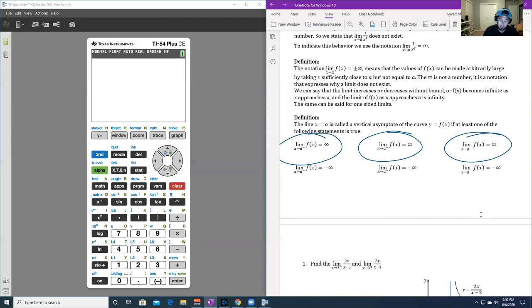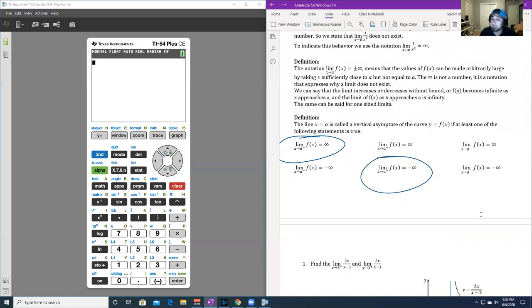All right. And then let's say you approach a from the left and you go to negative infinity. And then you approach a from the right, and you also go to negative infinity. This means, again, since the left hand and the right hand are negative infinity, the limit from both sides of a is also negative infinity. Okay, but now we could also state that, let me erase this. I could also state that the limit as x approaches a from the left is infinity, and the limit as x approaches a from the right is negative infinity.